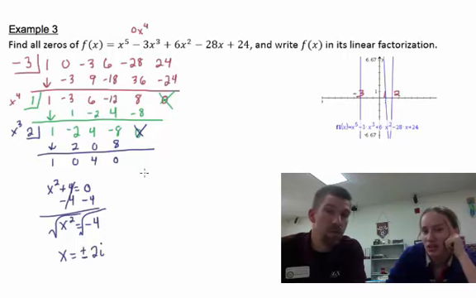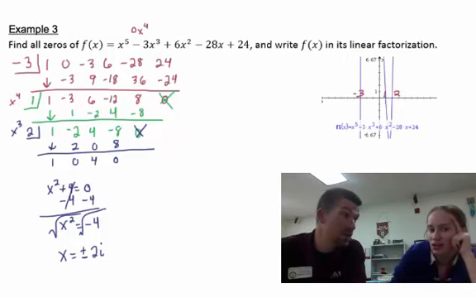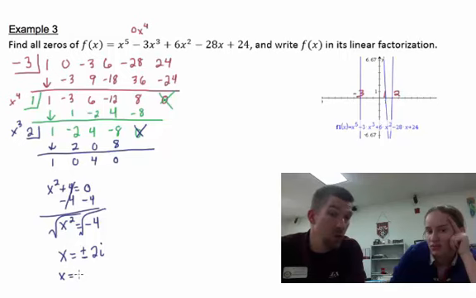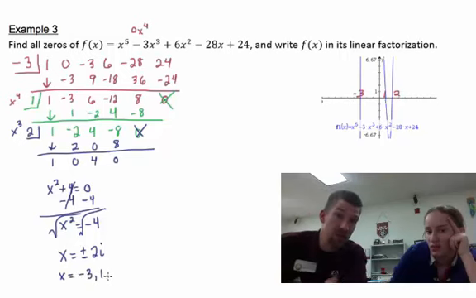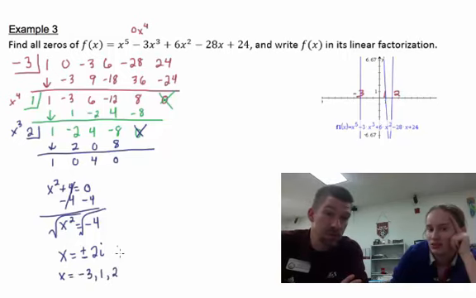There we go. So it asked us to do two things. It said find all of the zeros, which we have now done: negative 3, 1, 2, and plus or minus 2i. Those are all our zeros, and here they are down here. It also asks us to write f of x in its linear factorization.